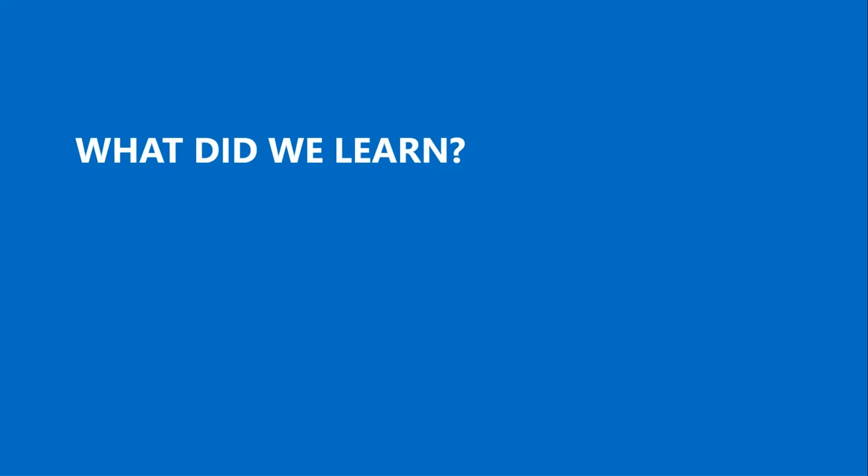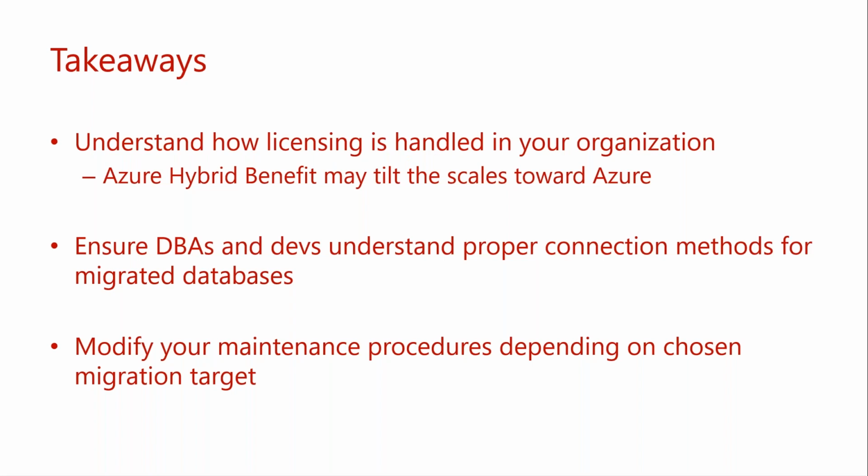So what did we learn? I'm going to make this quick. Haven't talked about licensing or accounting much at all, but understand how licensing is handled. Whether you're Azure-based, Amazon-based, whatever, understand what those agreements are, how those come together and all that, because this is way more complicated than going to the pricing calculator and trying to figure it out.